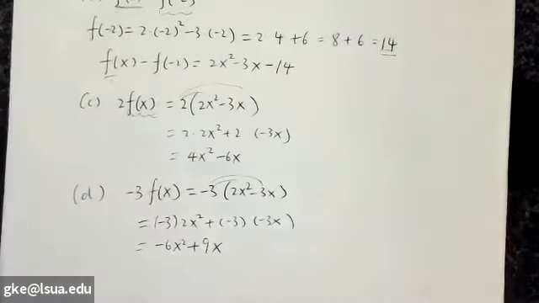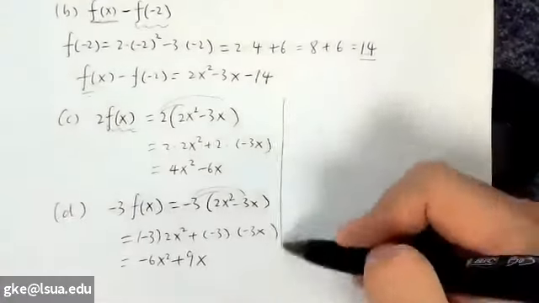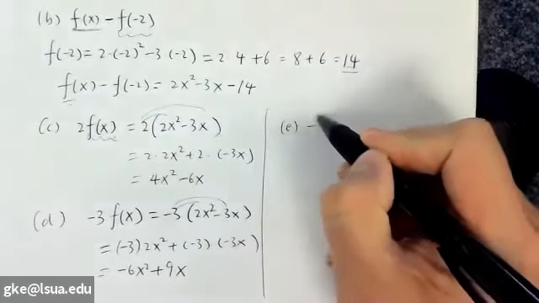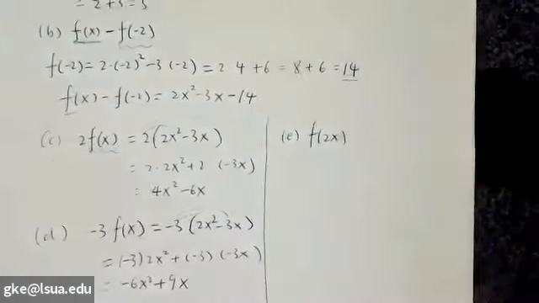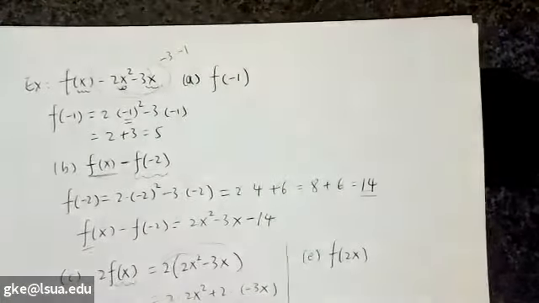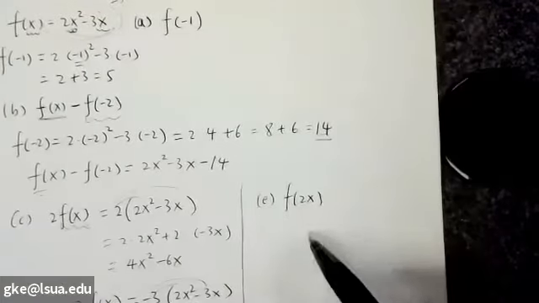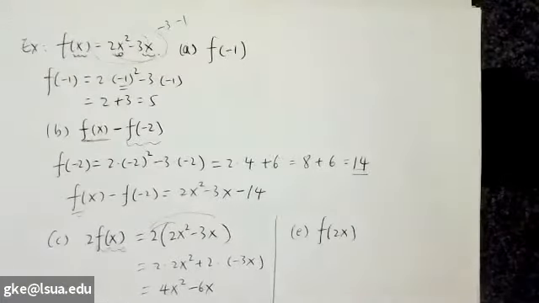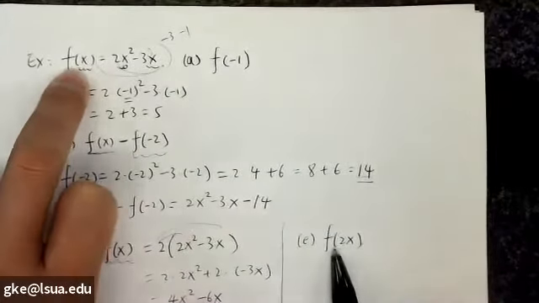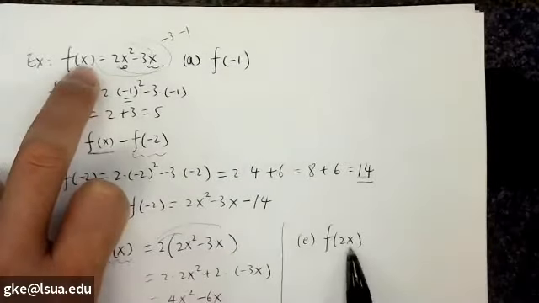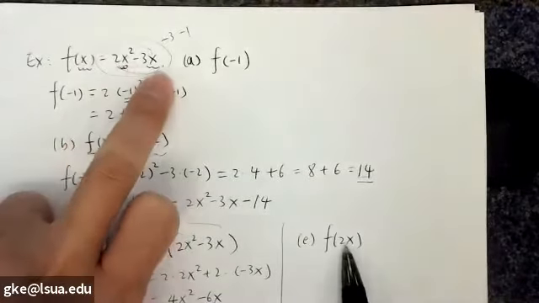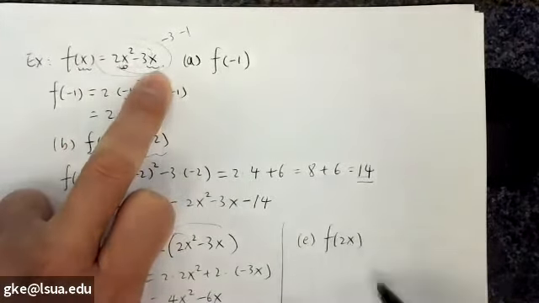Now, how to calculate this one? f(2x). How to calculate f(2x)? The point is very similar. Don't be scared of 2x. Here's a 2x, and here's an x. That means replace this x by 2x. That's it. Let's take a look.